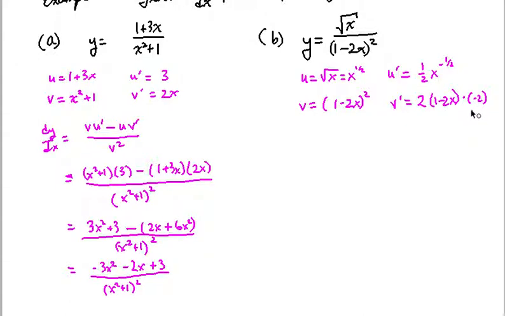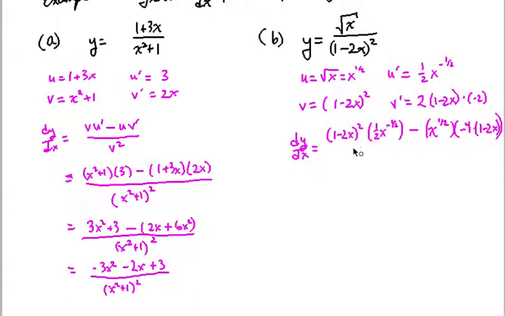Okay? And from here, now I'm just going to substitute right into this formula. And let's just go ahead and do that. That's v, which is (1 minus 2x) squared, times my u prime, so that would be times 1/2 x to the minus 1/2, minus u, which is x to the 1/2, times v prime, right, which is minus 4 times (1 minus 2x). And all of that would be over v squared, which would be (1 minus 2x) squared.